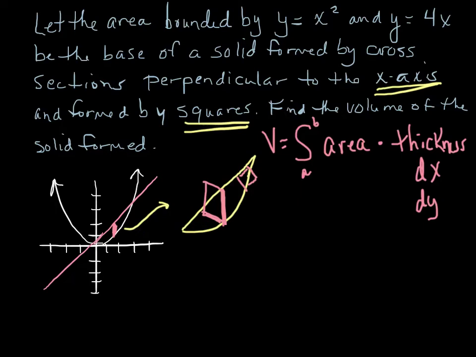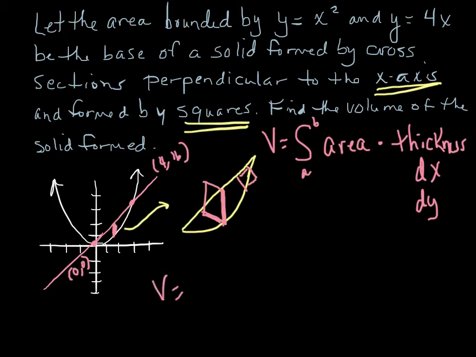Looking at this problem, we do need our points of intersection. These are going to intersect at 0, 0. And then y equals x squared and y equals 4x are going to end up intersecting at 4, 16. Since we're perpendicular to the x-axis, we're going to do this as a dx problem. Volumes of cross sections do not always get a pi like discs and washers did, so keep that in mind.